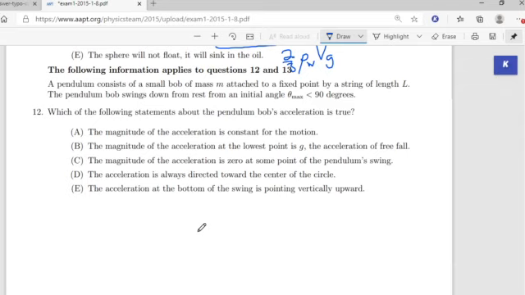A pendulum consists of a small blob of mass M attached to a fixed point by a string of length L. The pendulum bob swings down from rest from an initial angle of theta max less than 90 degrees. Okay, I'll just draw it out, I guess. And let's pretend that that's theta max.